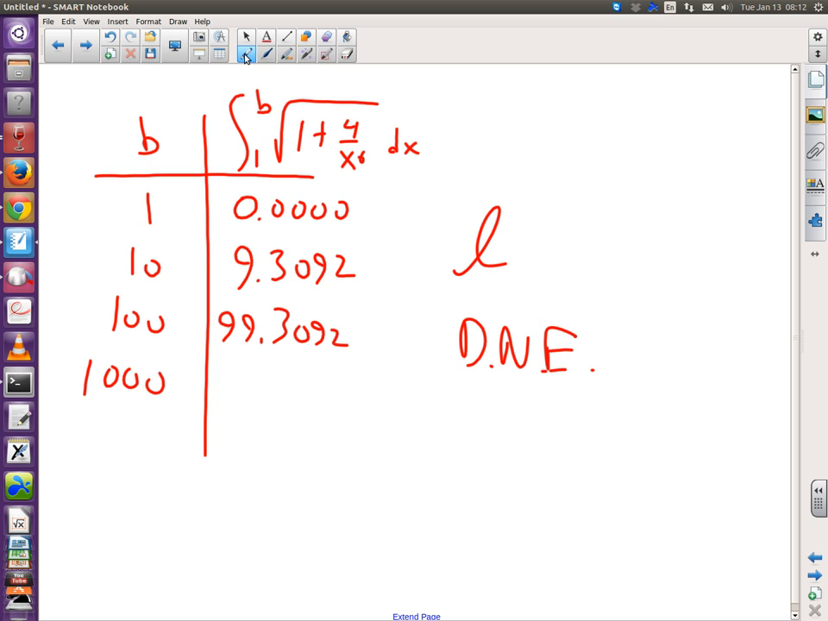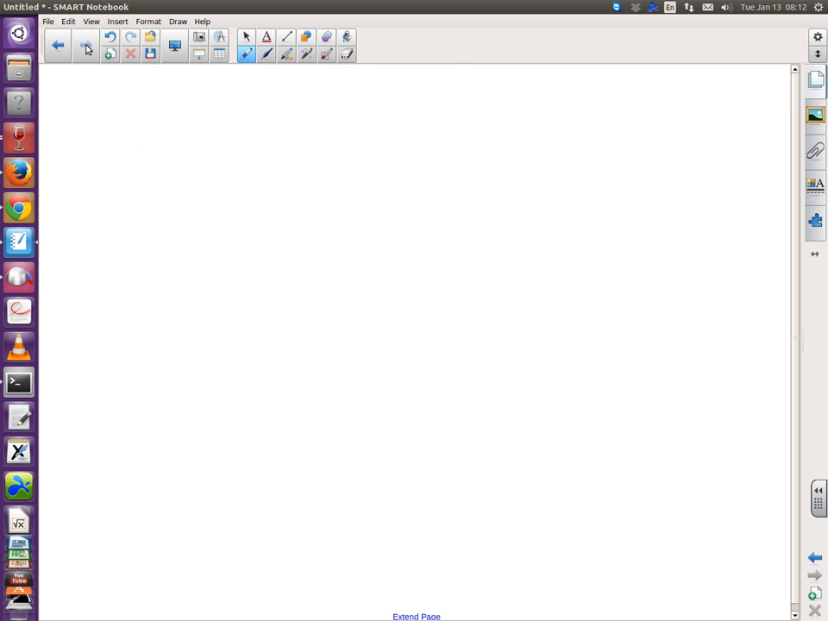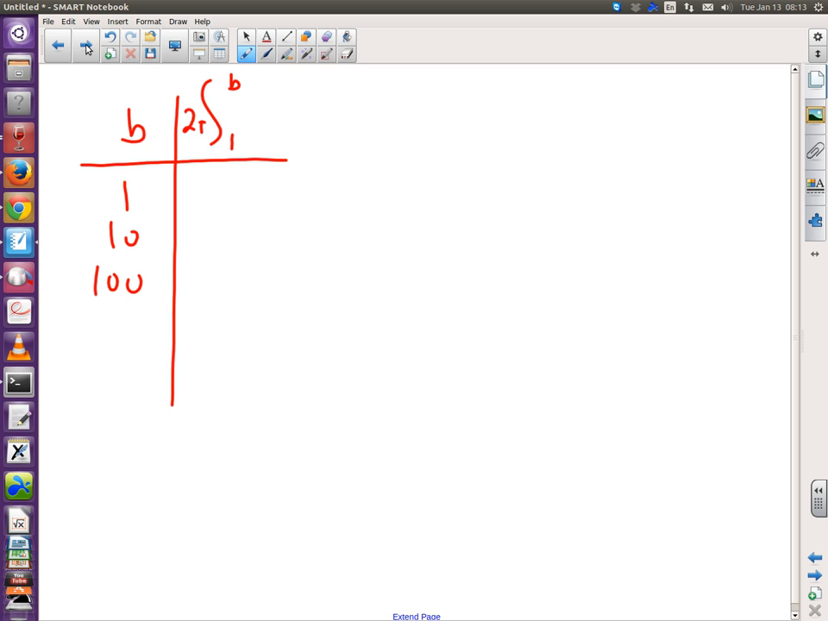Okay. What about the surface area? Let's do it again for the surface area. We're going to do this table now. The integral from 1 to b of 2 pi times the radius of rotation times the arc length differential. All right, let's evaluate that. And again, from 1 to 1 is 0. Okay, so that's silly. All right, so 1 to 10.